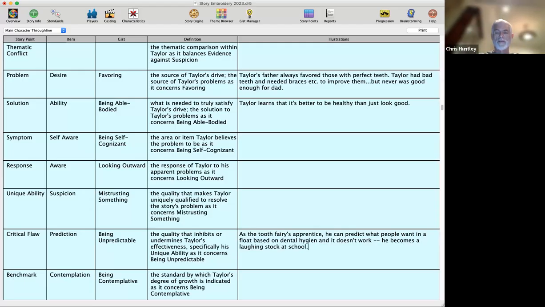Okay. Does that sound right? As the Tooth Fairy's apprentice, you can predict what people want in a float based on dental hygiene, and it doesn't work. Laughing stock at school. All right. Well, that was predictable. It's 9:30. Unpredictable results. Yes.